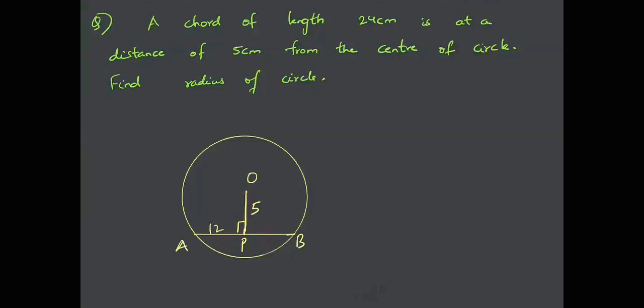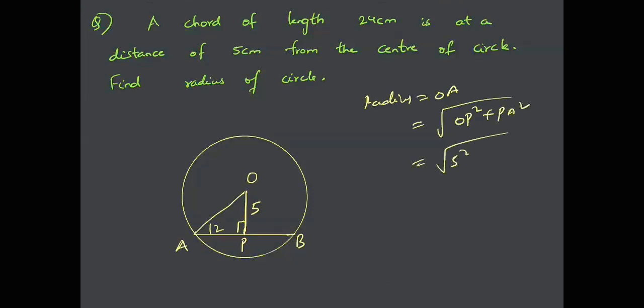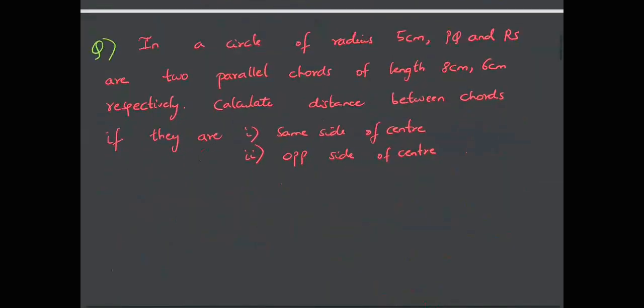And we want the radius. What is the radius? Radius is nothing but OA, which from Pythagoras theorem is the square root of OP square plus PA square. So you will get the answer as 13 centimeters. So the radius of the circle is 13 centimeters. Fine. Yeah, do this one.